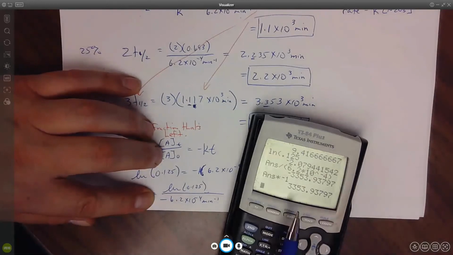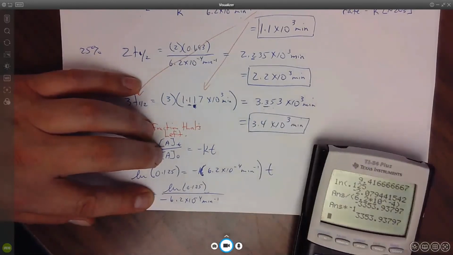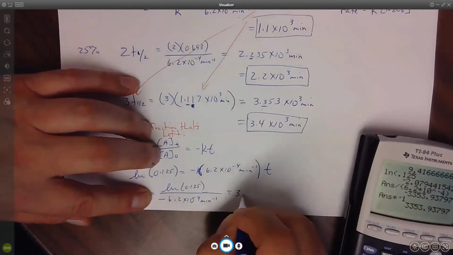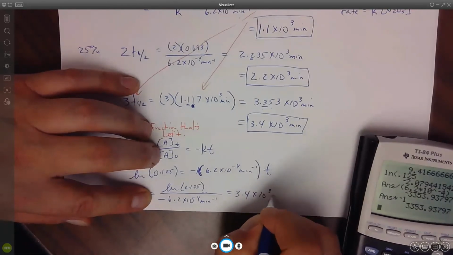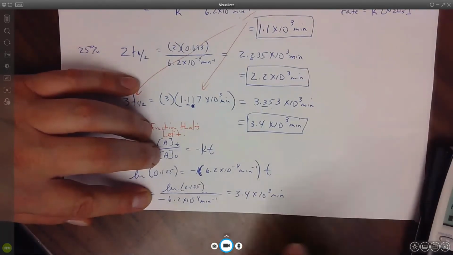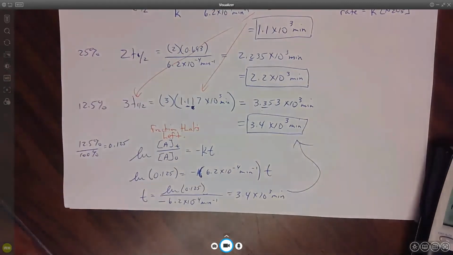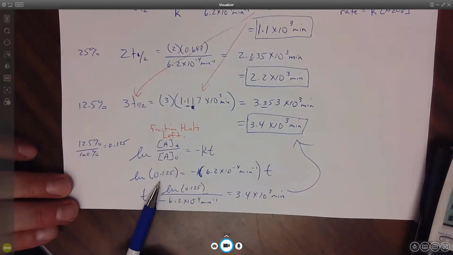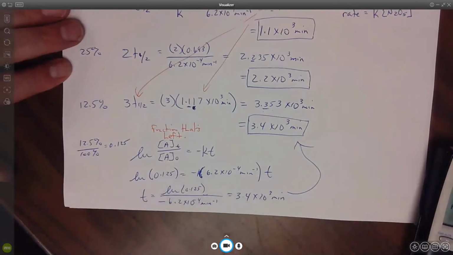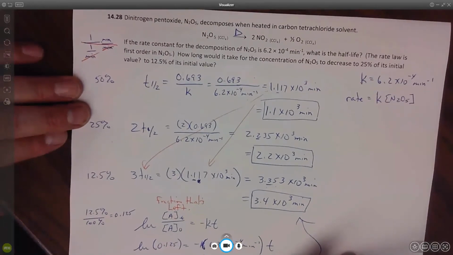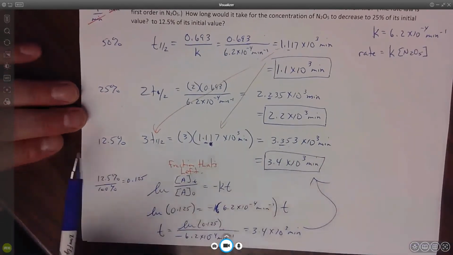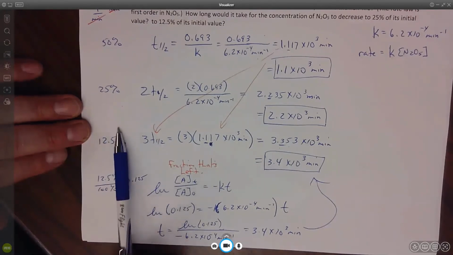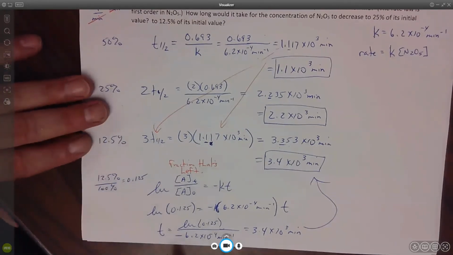And you get 3.353. So that is going to end up being 3.4 times 10 to the 3 minutes. Exactly what you got by doing it that way. In my opinion, this is the easier way to do it than using half-lives. This question was just kind of showing you what happens for the half-life of a first-order equation. Okay, any questions about any of that?